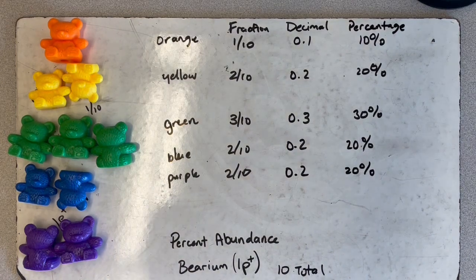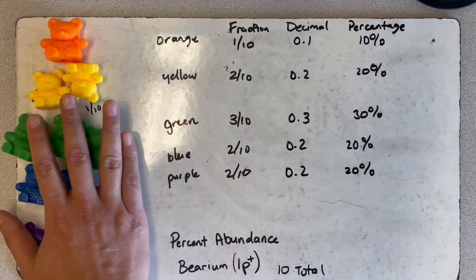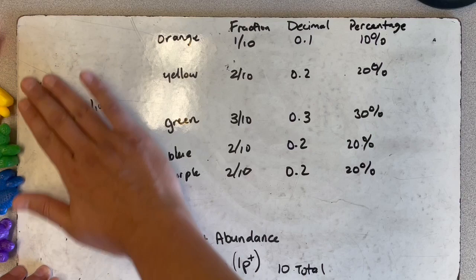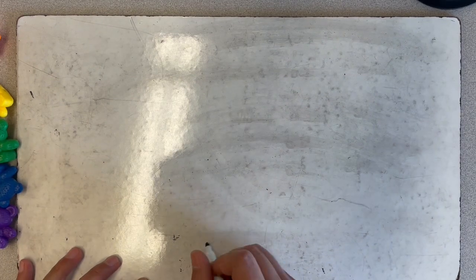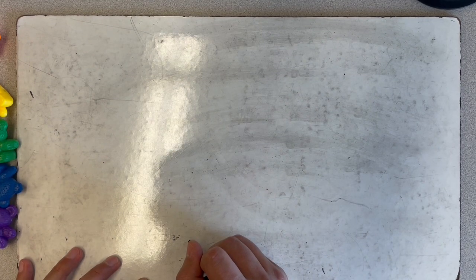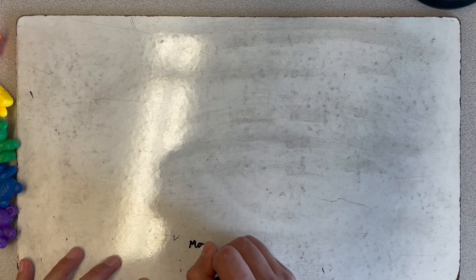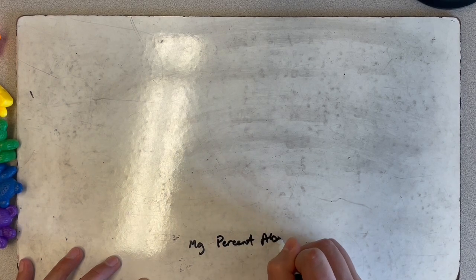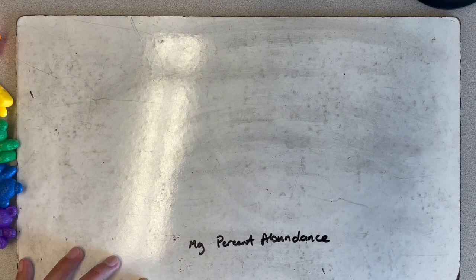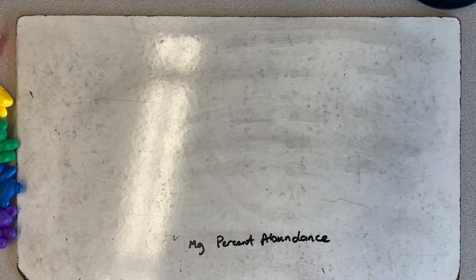And what we're going to do now is apply this to an actual element. Obviously the bears don't really exist, so we're going to get rid of these things. We're going to continue on with percent abundance, but instead of fictional bears, we're going to talk about an element, specifically magnesium.